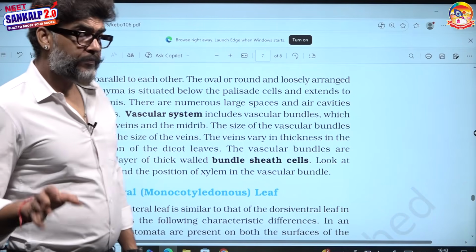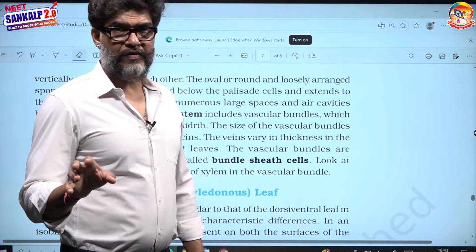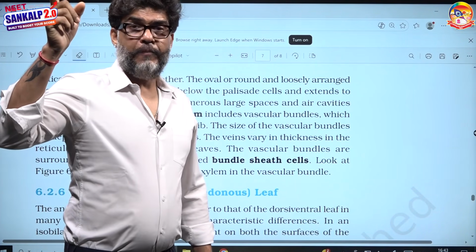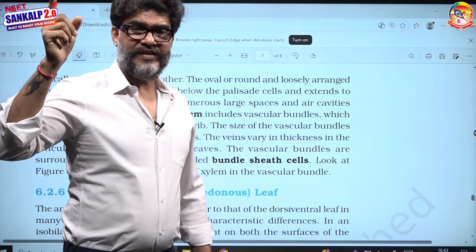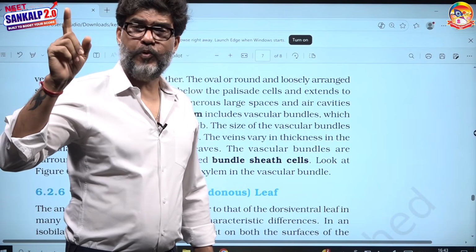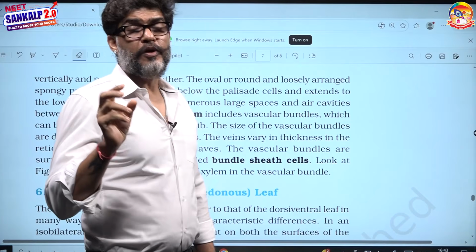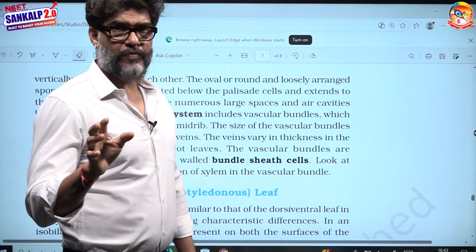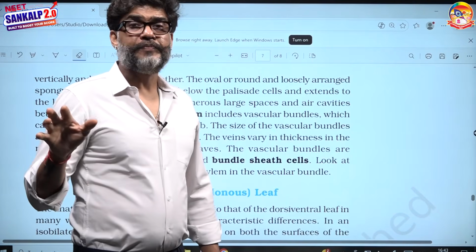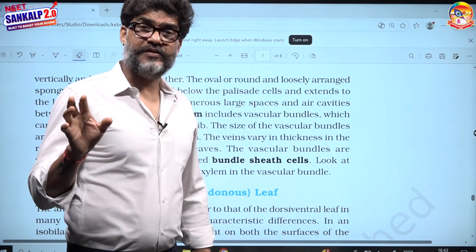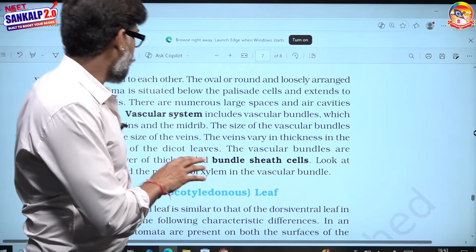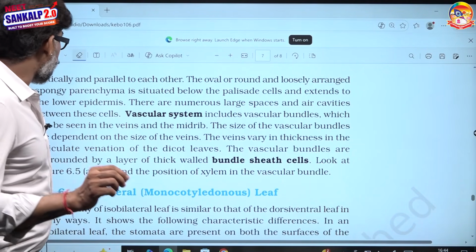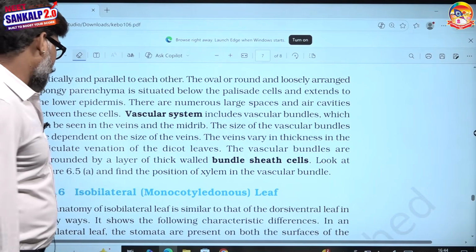So here what we are observing is that the mesophyll is differentiated into the palisade parenchyma, located towards the adaxial, means ventral surface, with long, elongated, compactly arranged cells, and second, spherical or oval shaped, loosely arranged spongy parenchyma. Vascular bundles are present, surrounded by bundle sheath. That is the important feature. The size of the vascular bundle is dependent on the size of the veins and midribs.